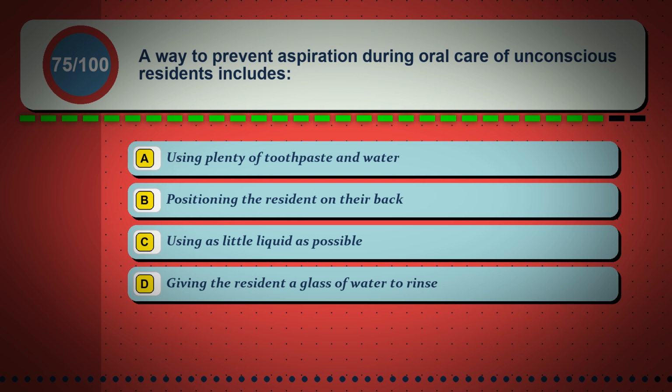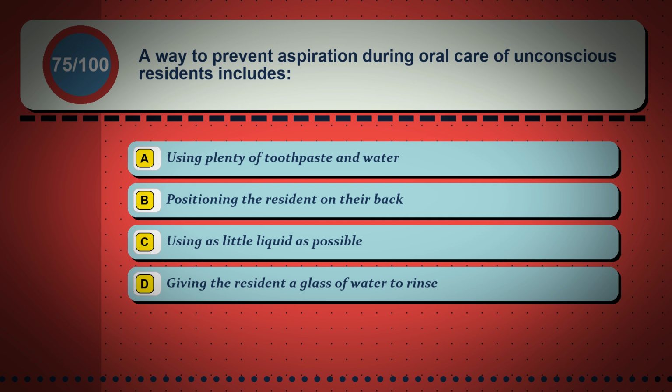Question 75. A way to prevent aspiration during oral care of unconscious residents includes: Option A, using plenty of toothpaste and water. Option B, positioning the resident on their back. Option C, using as little liquid as possible. Option D, giving the resident a glass of water to rinse.